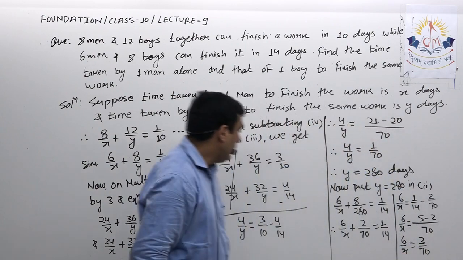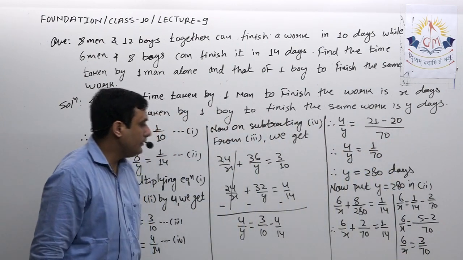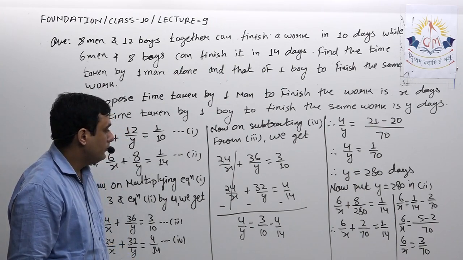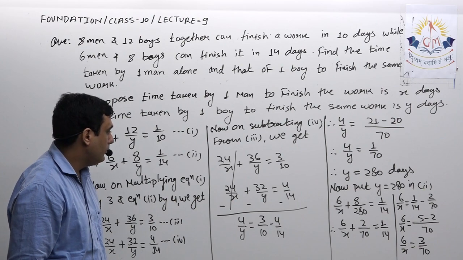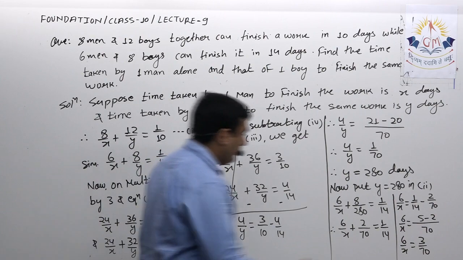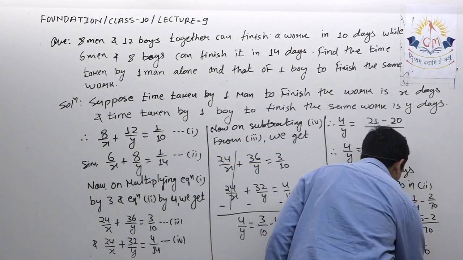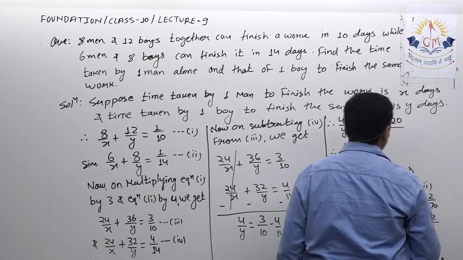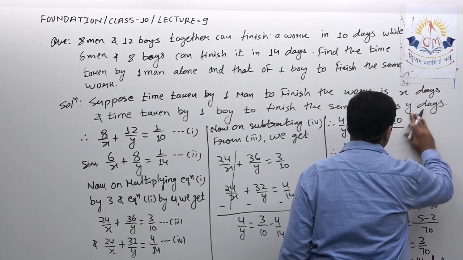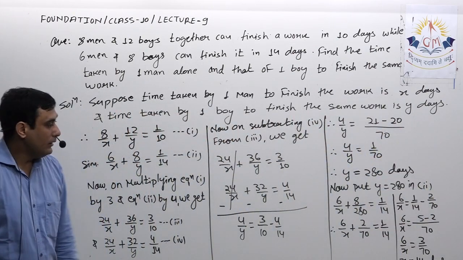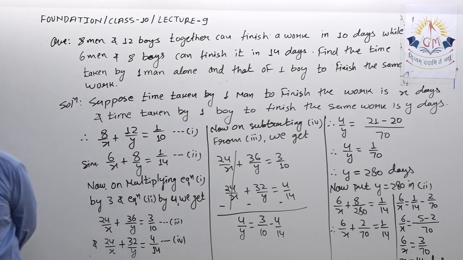So finally x will be 140. Okay, so here I am writing the final answer. Therefore x is equal to 140 days. So please note it down. This is the complete solution. Note it down, then we'll see the next question.